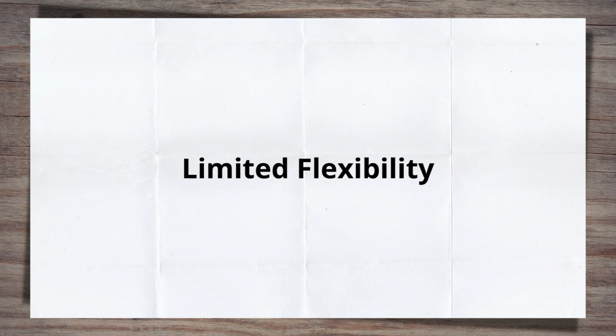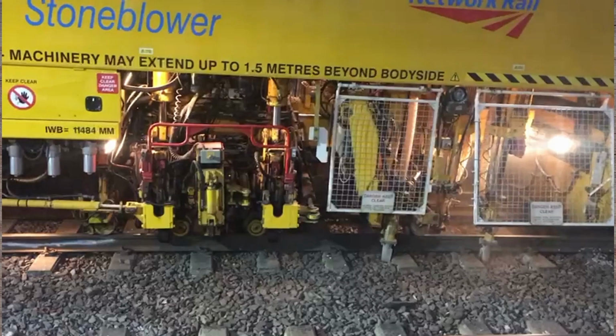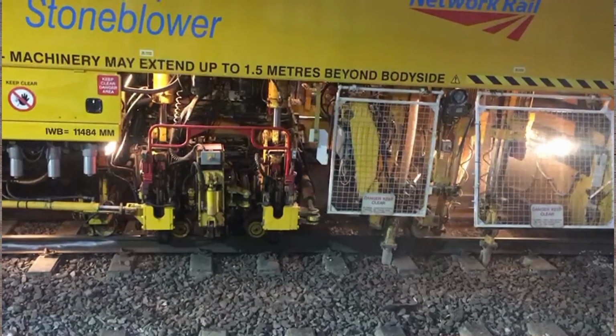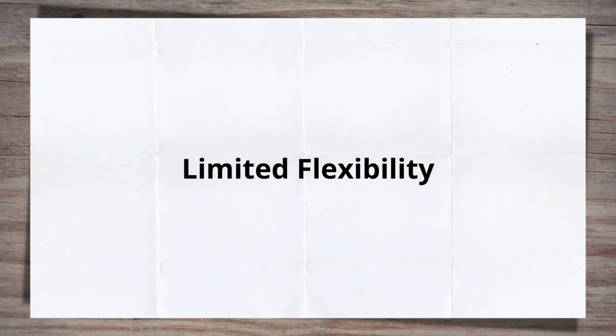Limited flexibility. One of the key attributes of ballasted track is the ability to change the alignment of the track through lifting and slewing. This allows alignments to be adapted to changes such as line speed or traffic patterns. This is not possible in slab track. Changes and modifications require major works.